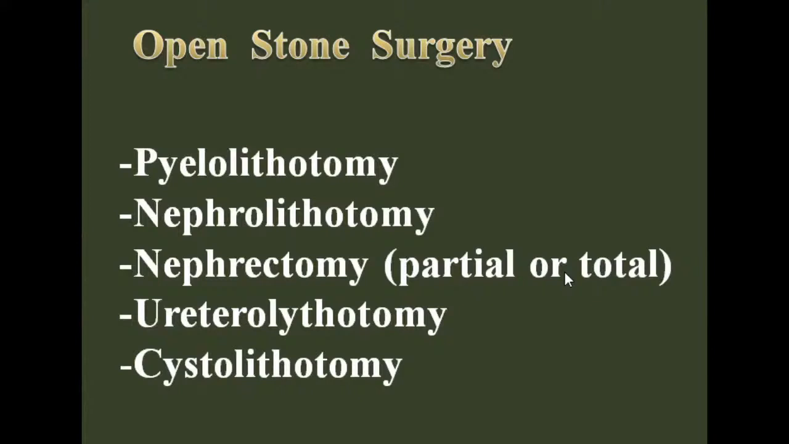I demonstrated to you the Stockholm stone, when one part was removed through the pelvis, and the other part was removed through an incision of the parenchyma. Nephrolithotomy. Nephrectomy, partial or total. If atrophy of parenchyma is already present, especially in purulent inflammation, sometimes we perform partial or total nephrectomy. Total nephrectomy, you understand, might be performed only as a last resort. Ureterolithotomy, when the stone is localized in the ureter. And cystolithotomy, removing of the stone from the urinary bladder.